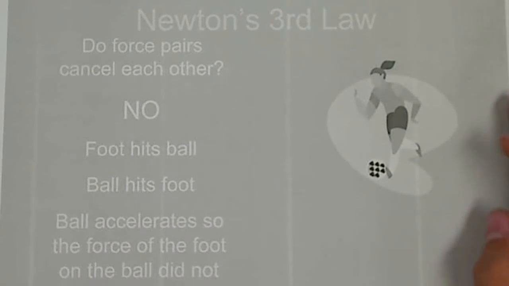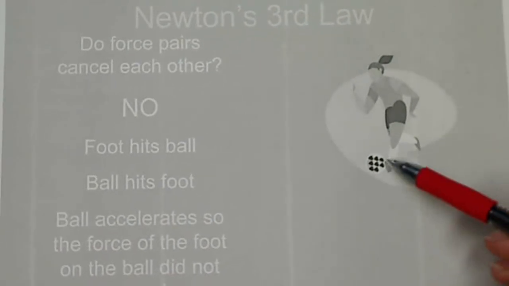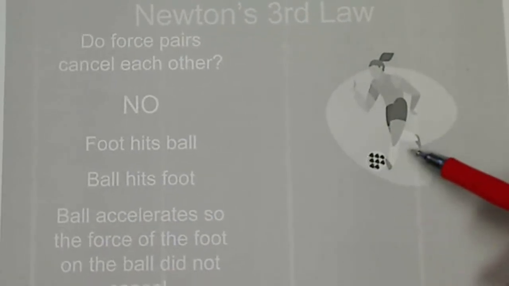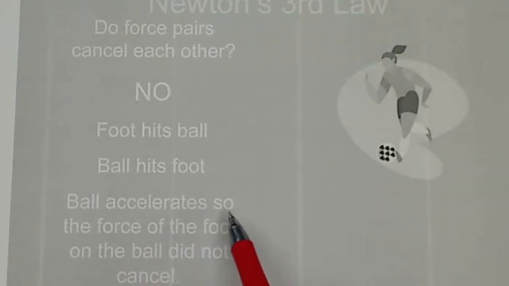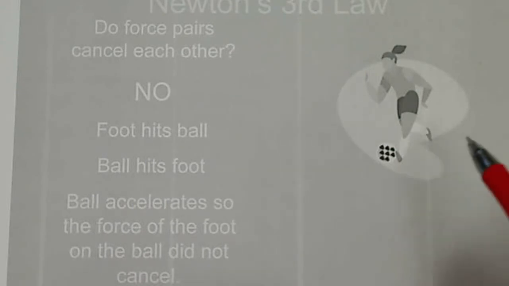So we have a rocket. All this gas is applying a force down. The reaction is that same force is being applied up. Now these force pairs don't cancel each other. You see, the foot hits the ball, then the ball hits the foot. They're on two different objects. So the ball accelerates, so the force on the foot and the ball do not cancel. Because the foot and the ball both had different forces on them.